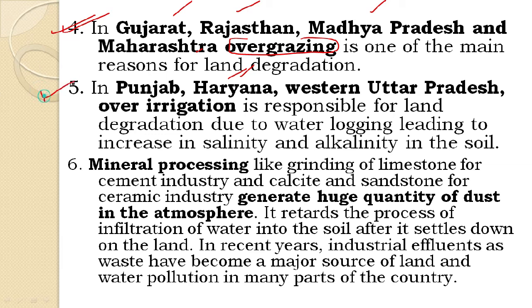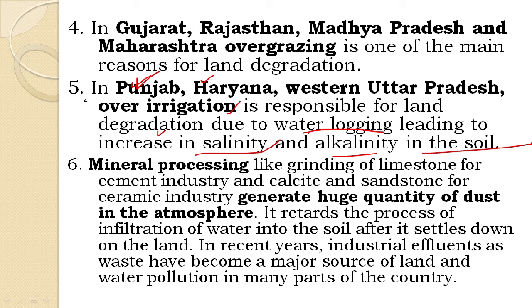Now another important topic when we come to some regions like Punjab, Haryana, Uttar Pradesh: over irrigation is responsible for land degradation due to waterlogging, leading to an increase in salinity and alkalinity in the soil. Students, you know that all these regions, especially Punjab and Haryana, and even in these two, especially Punjab, has a lot of land under commercial farming.